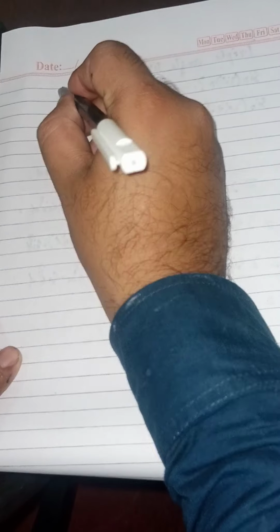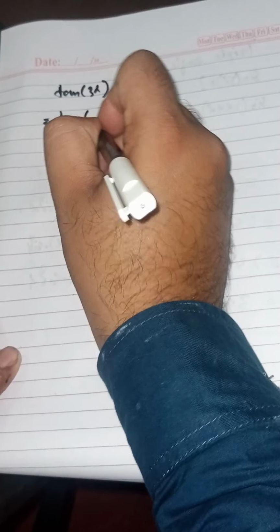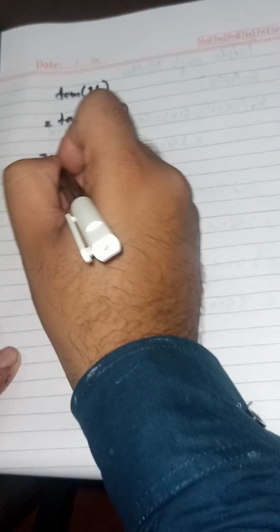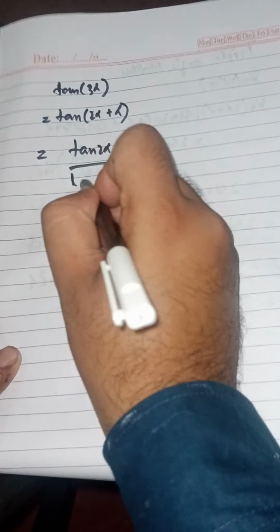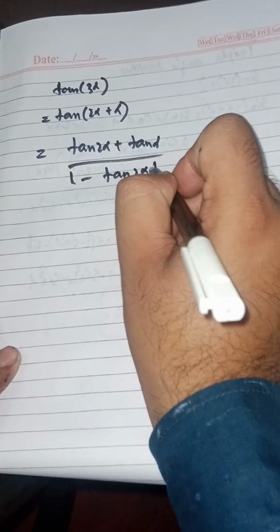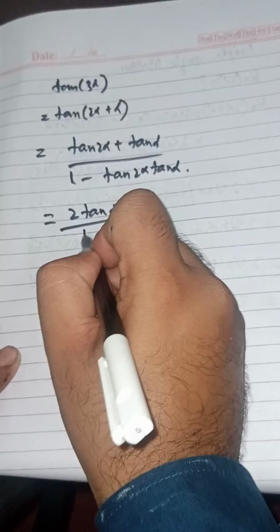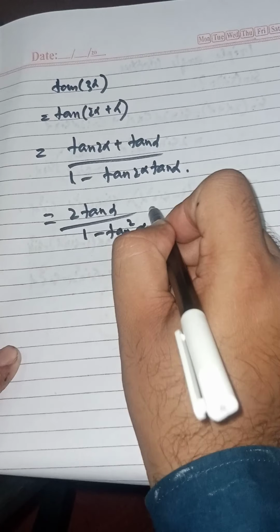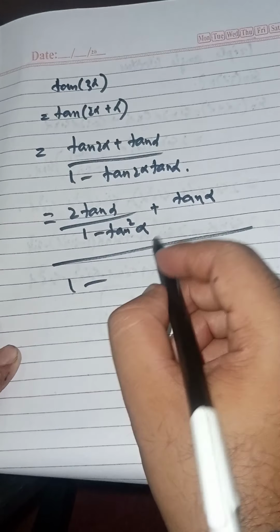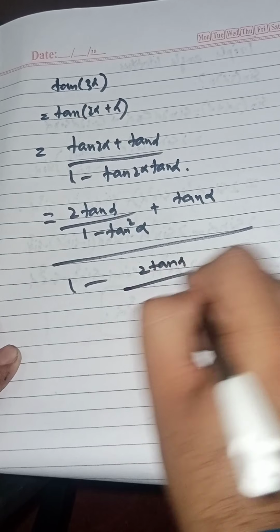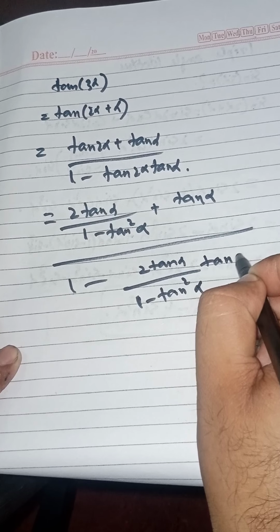So now what is tan 3 alpha? I can write tangent of 2 alpha plus alpha is equal to tangent 2 alpha plus tangent alpha divided by 1 minus tangent 2 alpha tangent alpha. Tangent 2 alpha is equal to 2 tan alpha divided by 1 minus tan square alpha, plus tan alpha, divided by 1 minus 2 tan alpha divided by 1 minus tan square alpha with tangent alpha.